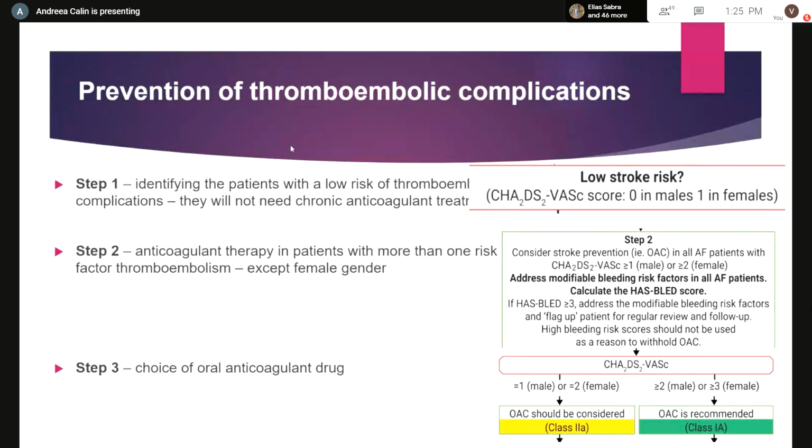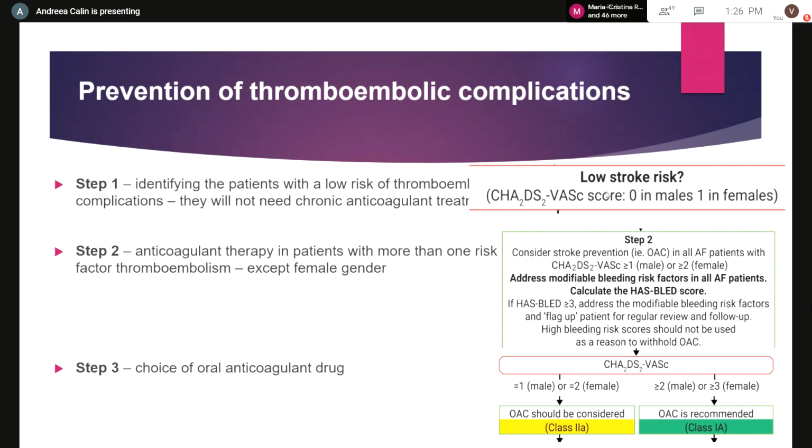So what can we do when we are in front of a patient with atrial fibrillation in order to prevent these thromboembolic complications? In the first place, we should identify the patients with a low risk, and these are patients with a CHA2DS2-VASc score 0 in males or 1 in female patients. So if the score is 0, or 1 in female patients, then this is a low stroke risk, and the patient will not need chronic anticoagulant treatment.